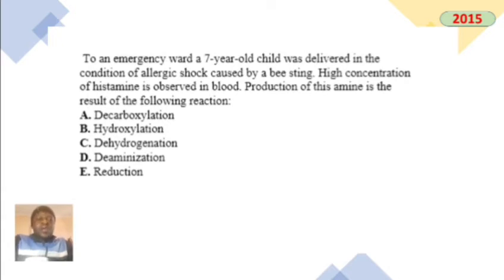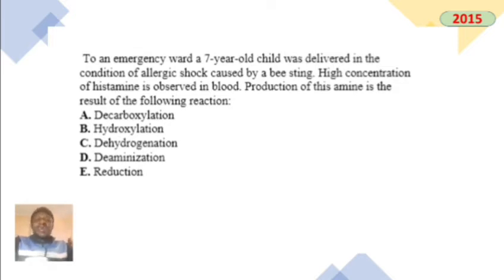To an emergency ward, a 7-year-old child was delivered in the condition of allergic shock caused by bee sting. High concentration of histamine is observed in blood. Production of this amine is the result of the following reaction. If you still remember in the previous video, I gave you a list of amino acids and their results, like if they are decarboxylated. So I said histidine will be decarboxylated to form histamine, right?